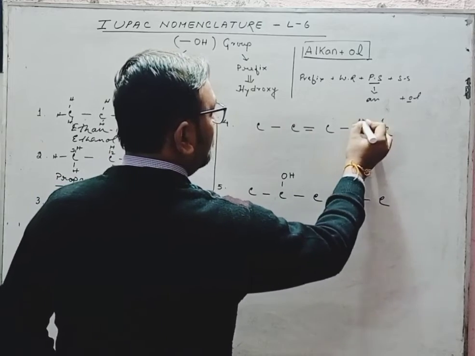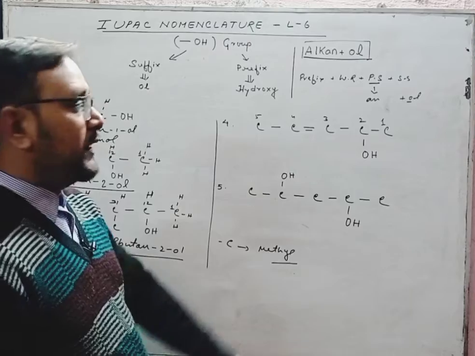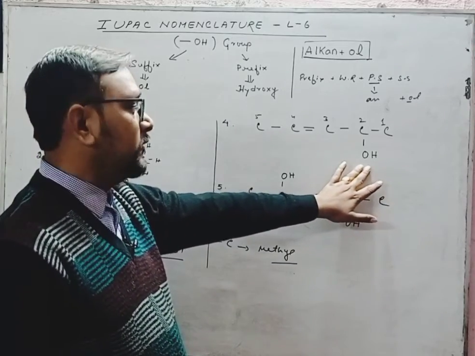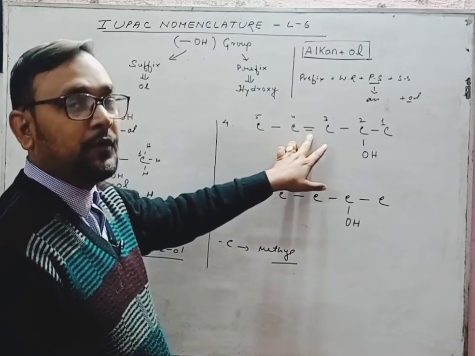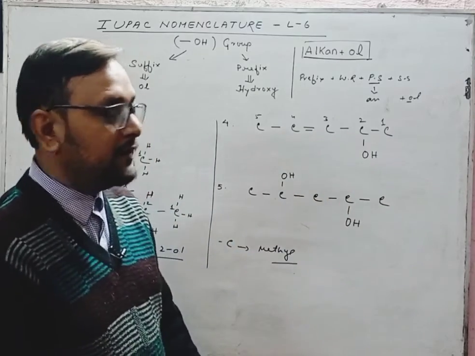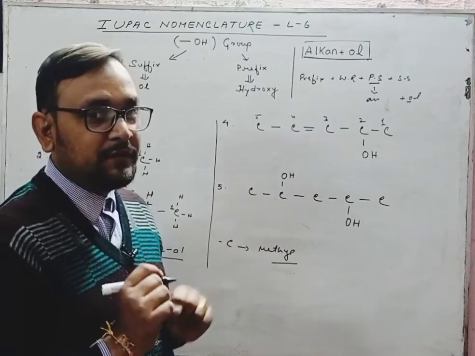So number from this side: 1, 2, 3, 4, 5. I have numbered from this side because the functional group is here. If you start numbering from the other side, you will see the double bond position also comes as 2. So from both sides you are getting the same locant, but always give priority to the functional group if the locants are the same.